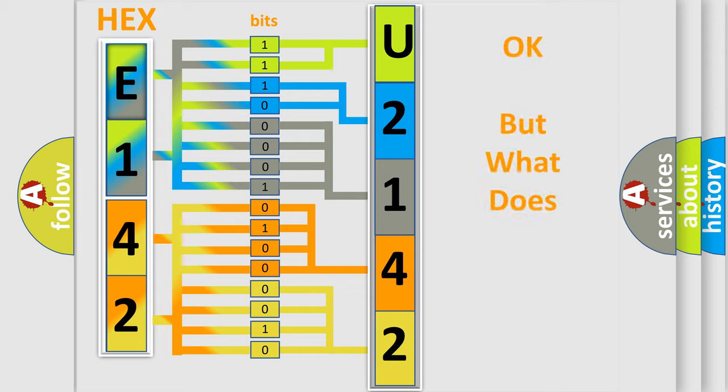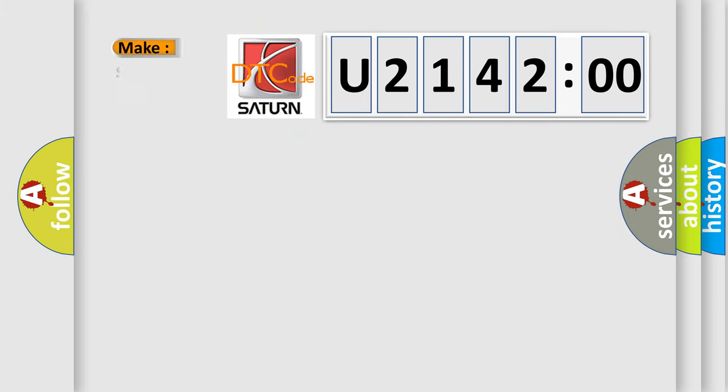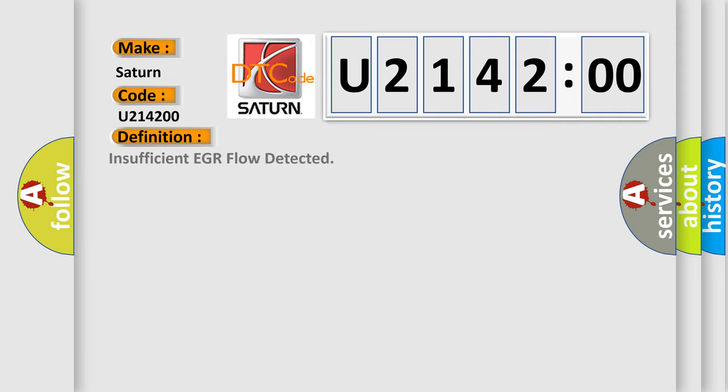The number itself does not make sense to us if we cannot assign information to what it actually expresses. So, what does the diagnostic trouble code U2142-00 specifically interpret for Saturn car manufacturers? The basic definition is insufficient EGR flow detected. And now, a short description of this DTC code.